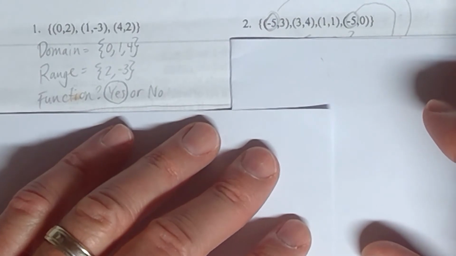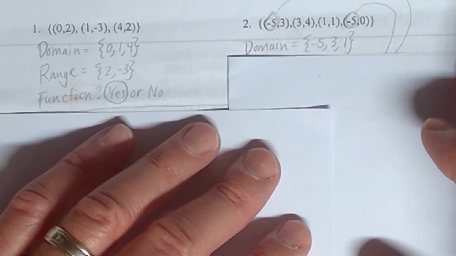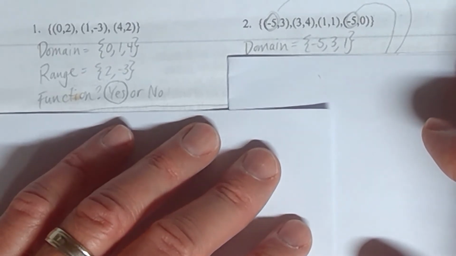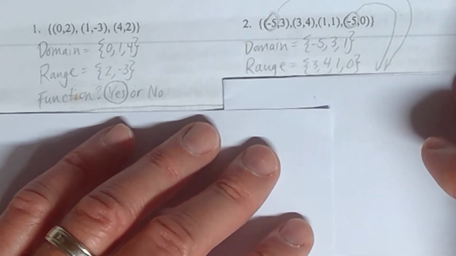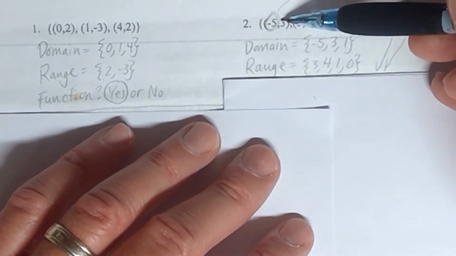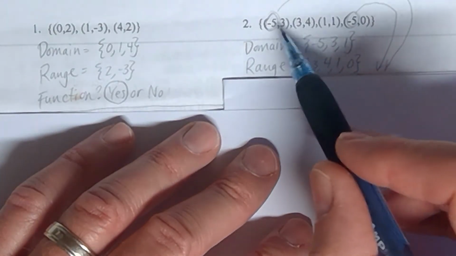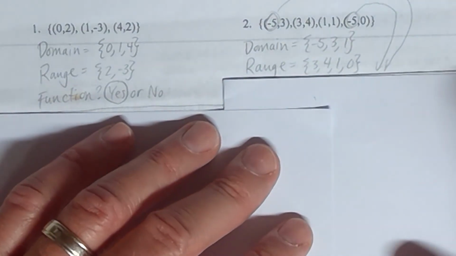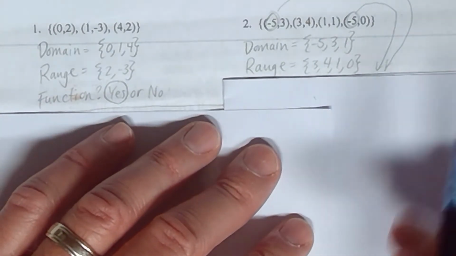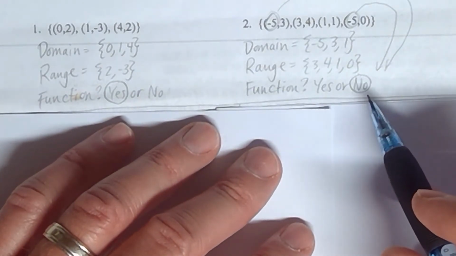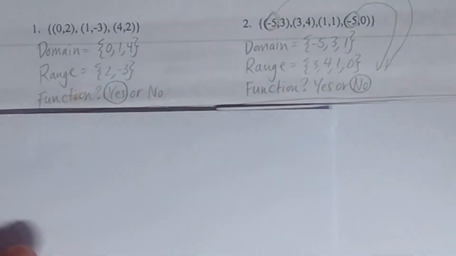Number 2, the domain is -5, 3, and 1. All the different x values, in other words. The range is all the different y values, 3, 4, 1, and 0. But it is not a function this time because we have a couple of different ordered pairs here, the first one and the last one, that both have the same x. Two different ordered pairs with the same x, that cannot be a function, right? So the answer is no on that one. Let's keep going here.